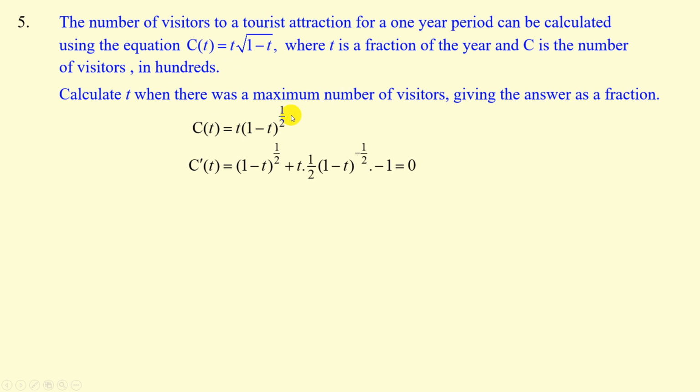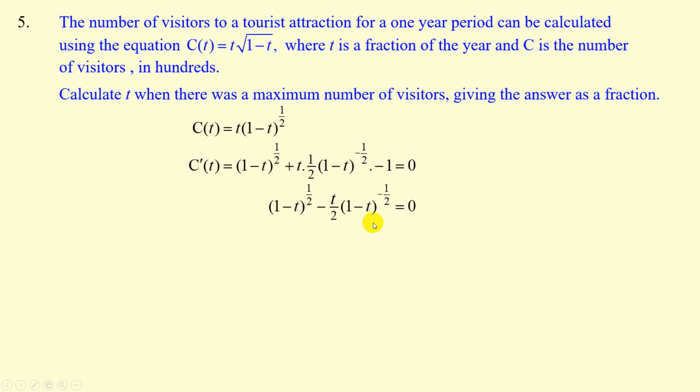So now that is a product rule, and there's a chain rule within it there. So therefore the product rule, derivative of the first times the second. So derivative of t is 1, times 1 minus t to the half. Plus the first, which is t, times half times 1 minus t to the negative half. There's derivative of the outside. Leave the inside exactly the same. Times derivative of the inside, minus 1.